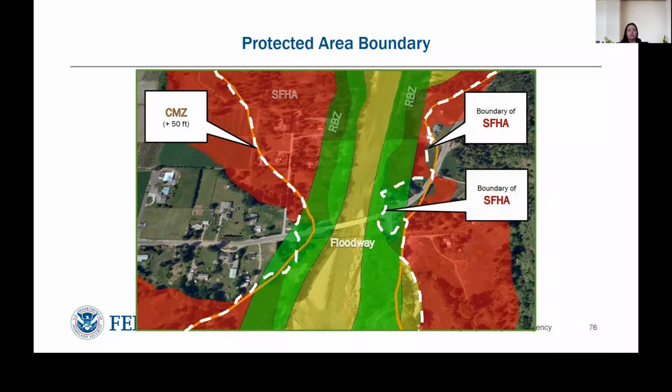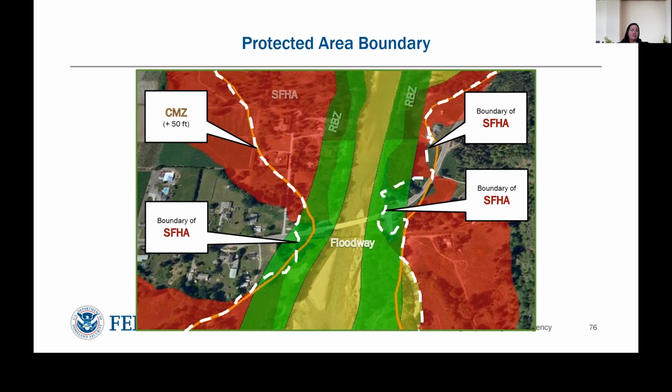protected area. Here we have a similar situation where the SFHA and the floodway look like they're really close to being the same. You have those sections where your SFHA will bottleneck and floodway will extend the whole way. So there we've gone to the edge of the floodway, and that's also where the SFHA, the regulatory floodplain, ends. And so even though we have the RBZ that extends much further and the CMZ that extends even further than that, we're still going to end right there at the boundary of the SFHA, and then we have protected area for the entire extent at that point on that side of the river.